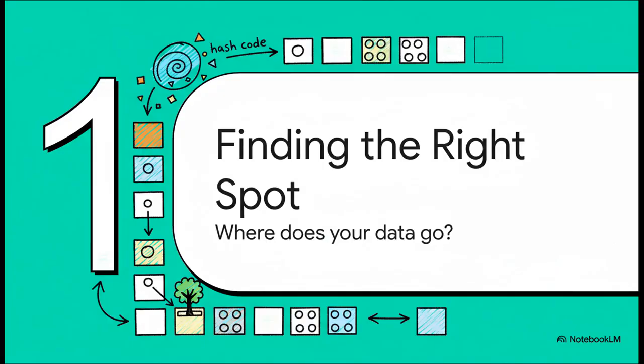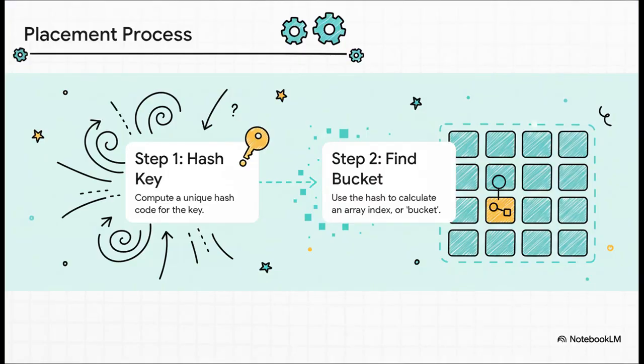So how does it do that? How does it find that exact address for your data without searching? Well, that brings us to our first deep dive, finding the right spot. It really boils down to this simple two-step process. First, it takes the key you give it and runs it through a special function to create a number called a hash code. Then, it uses that number to figure out exactly which slot or bucket in its internal array your data belongs in. Let's break that down.